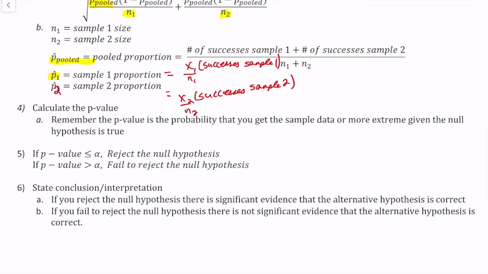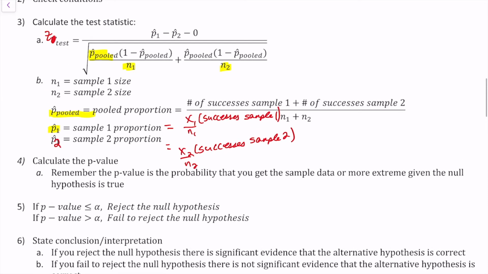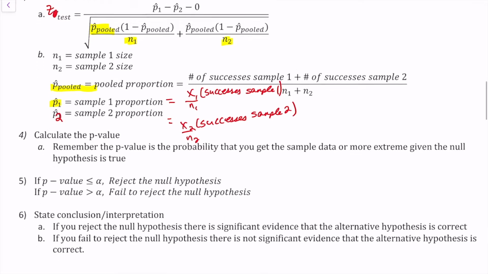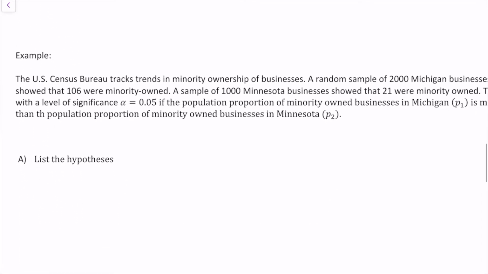So as we look at this, you can see these formulas are starting to get a little crazy. I do want you to understand where this is coming from, but in this video, we're going to do all this in technology. We're going to use StatCrunch specifically. But it'll be a great exercise for you to go through and see if you can recreate what we're going to do in StatCrunch, doing this all by hand. So see if you could do that. But without further ado, let's jump into an example.